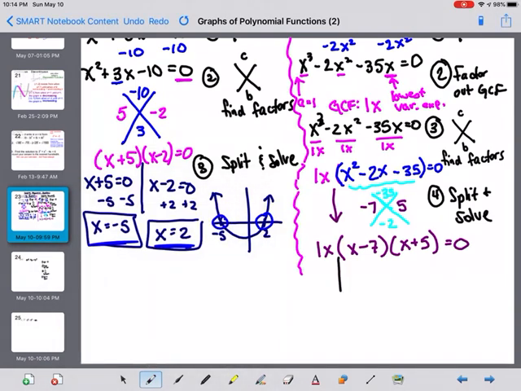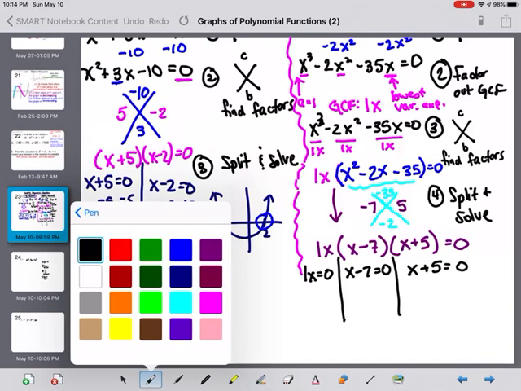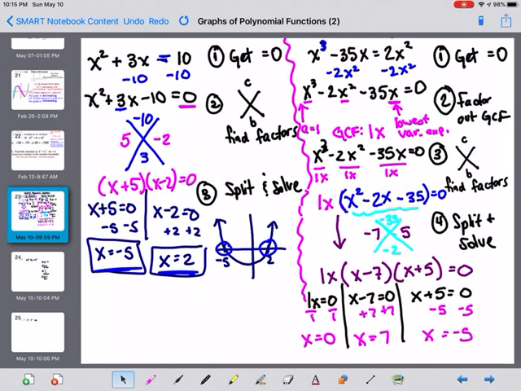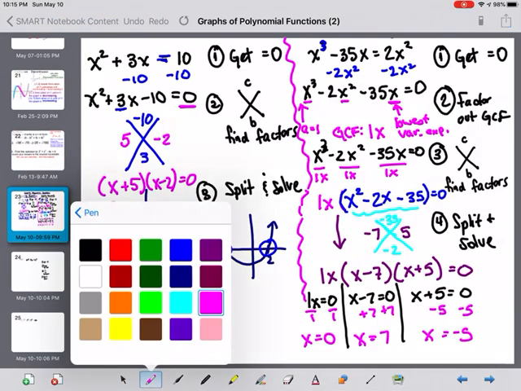So here, when I split and solve, I have 3 splits going on. I have a split right here and a split right here. So I'm going to have 1x equals 0, x minus 7 equals 0, and x plus 5 equals 0. And now I'm going to solve each one. So the first one I just divide by 1, and x is equal to 0. The next one I add 7, x equals 7. And the last one I subtract 5, x equals negative 5. So feel free to go back if you need to. There you go. You can pause it right here, copy that all down, and make sure you have it.